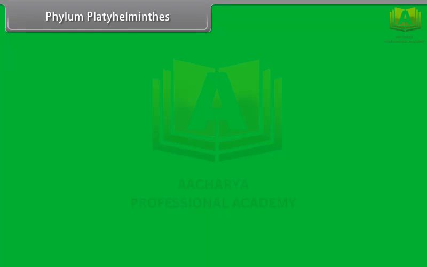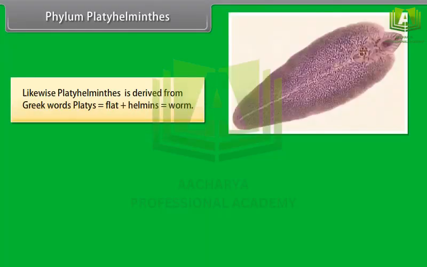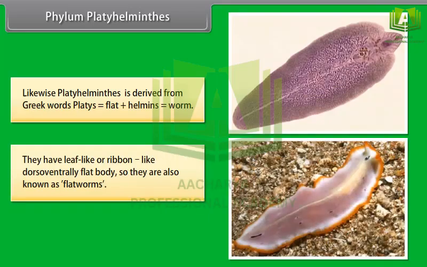Phylum Platyhelminthes. Likewise, Platyhelminthes is derived from Greek words platys, flat, plus helminths, worm. They have a leaf-like or ribbon-like dorso-ventrally flat body, so they are also known as flatworms.